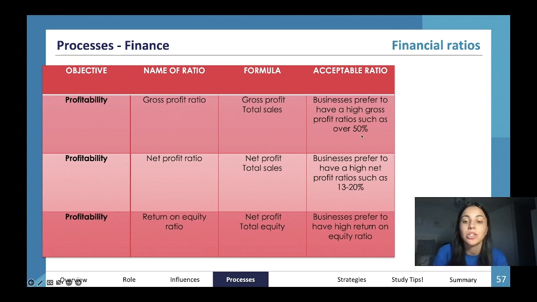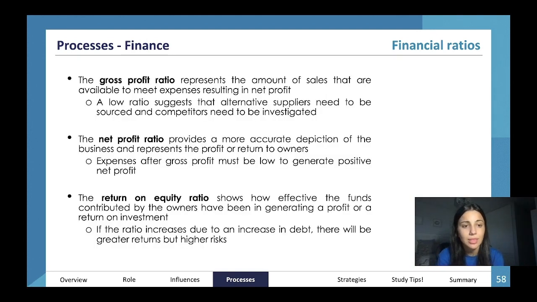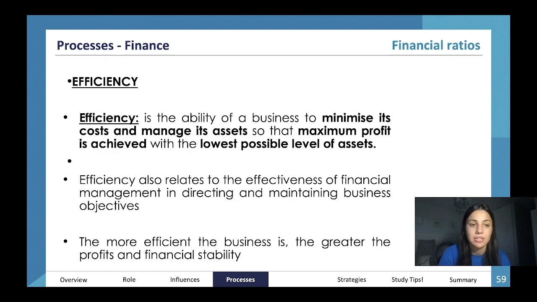So for the acceptable ratio for gross profit, it's 50%. For net profit, it's 13 to 20%, but of course they prefer to have a high net profit ratio. And for return on equity, they just prefer to have a high return. The gross profit ratio represents the amount of sales that are available to meet expenses resulting in net profit, and then that is used for the net profit ratio. And then the return on equity shows how effective the funds contributed by the businesses are. So it's showing them the return that they're getting on the money that they've put in from their investment.